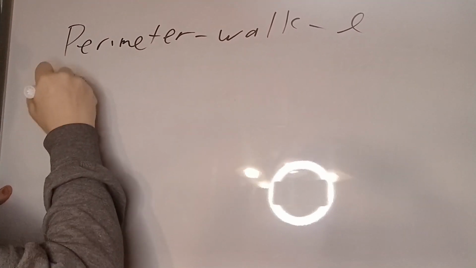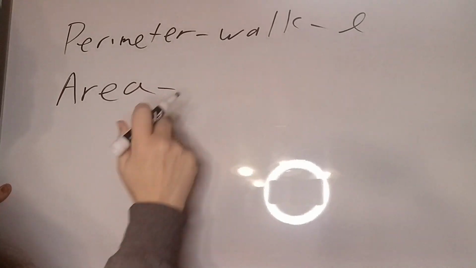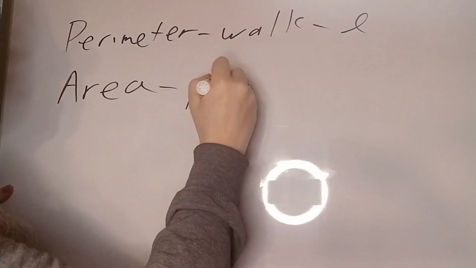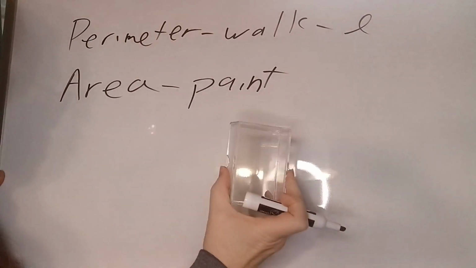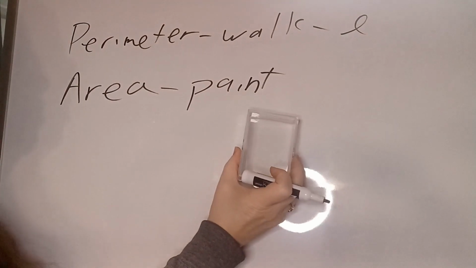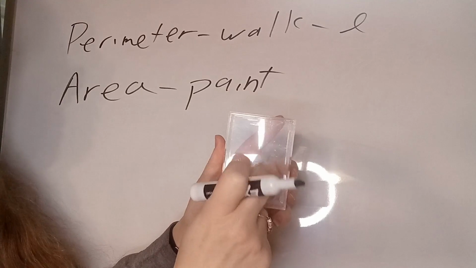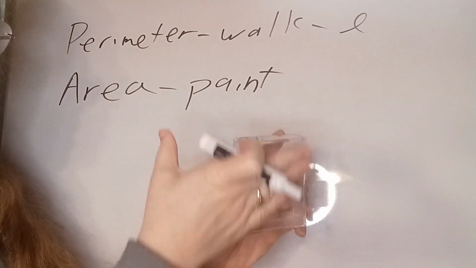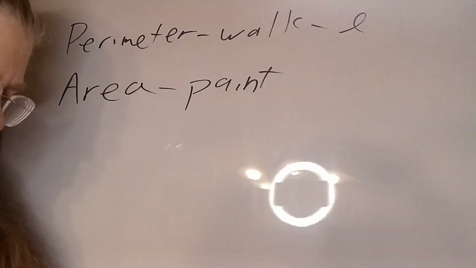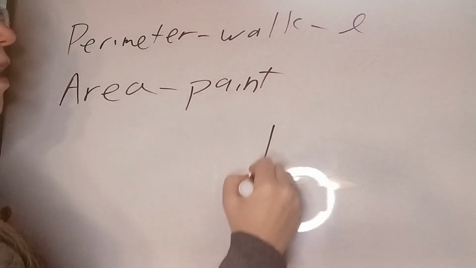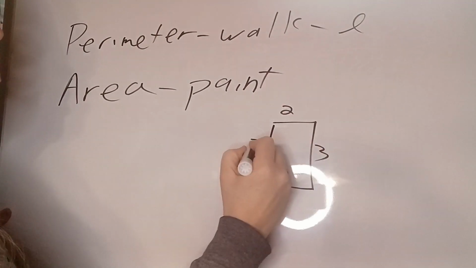Now the area. An area is something that forms a surface. It is something you could paint. All right? Back to our box. Okay, the area is the space of the box. All right? We could color this all in if we wanted to. All right, so we have our box that is 2 and 3, right?